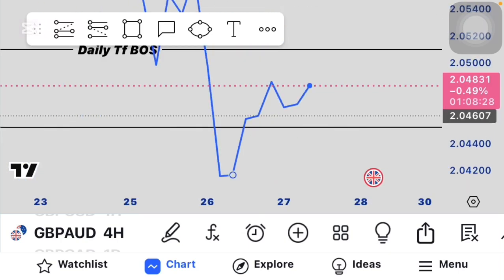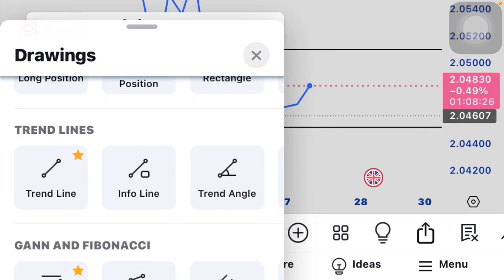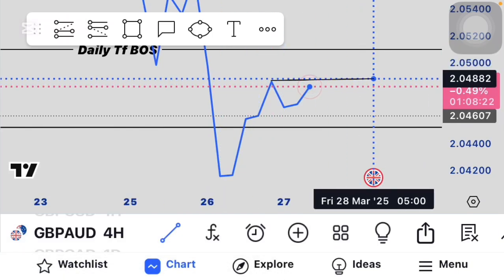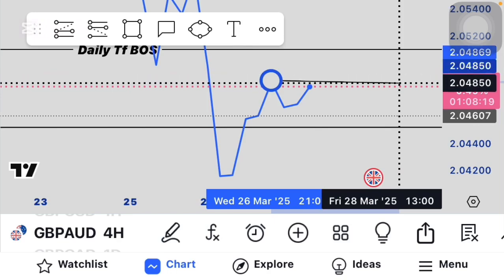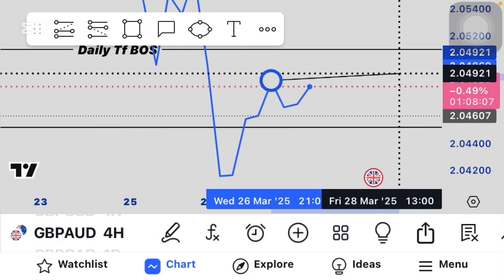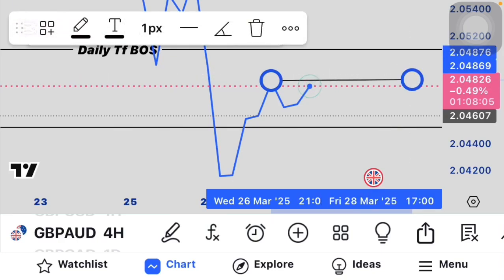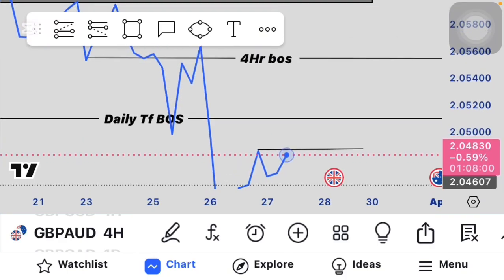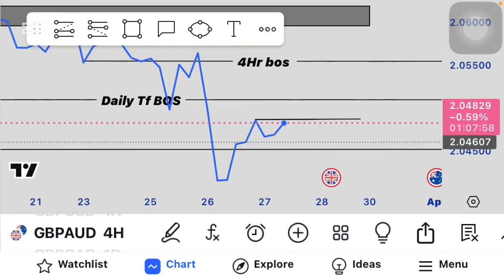So if we should break this zone, if we should break this previous high, then we'll turn bullish. So once we break this high, we'll turn bullish also, and once we break, not only break, once we break and the candle closes above this particular zone, then we'll know that we are bullish also on the 4-hour time frame. So the daily time frame will confirm it that we are bearish, clear. So on the daily and 4-hour time frame also we are bearish.